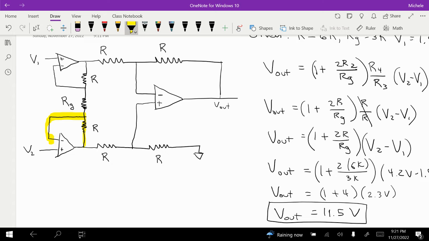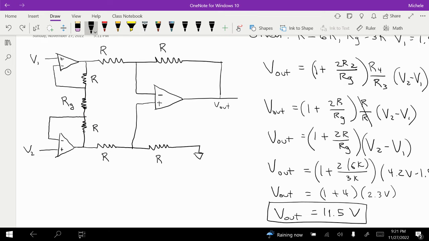The same thing here: V1 is going into the non-inverting input, and that's the same as my V minus. And this is, again, my feedback resistor. So in both of these cases, I know that at this point my voltage is going to be equal to V2, and at this point my voltage is going to equal V1. I'm going to use that to my advantage here.